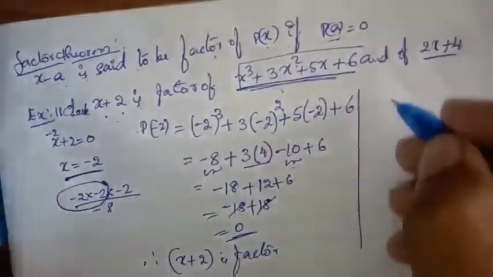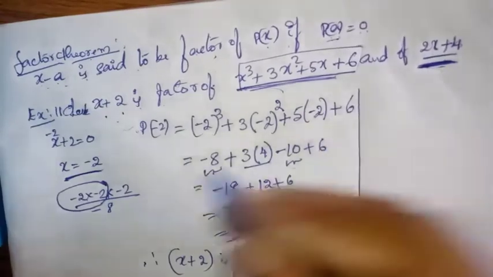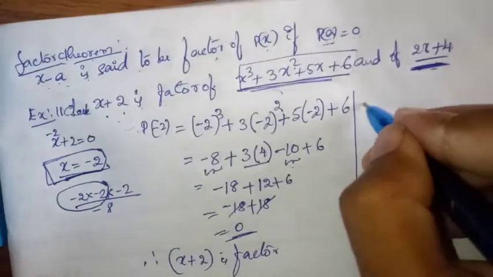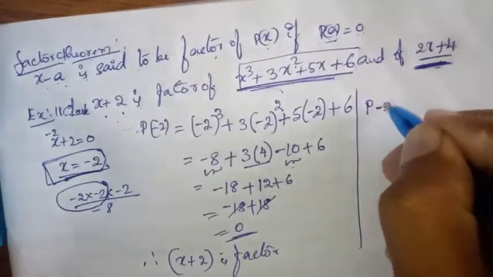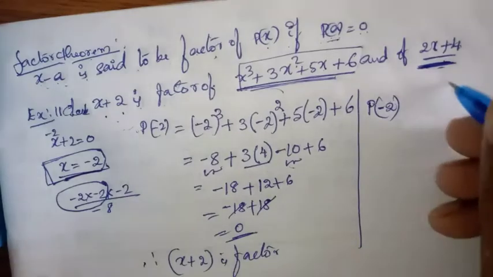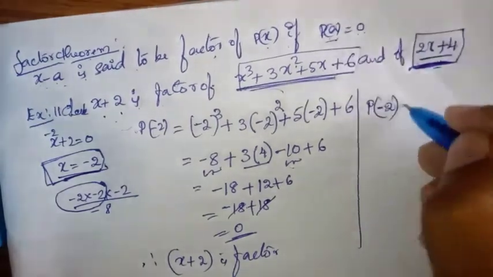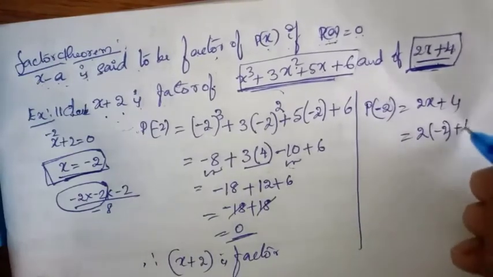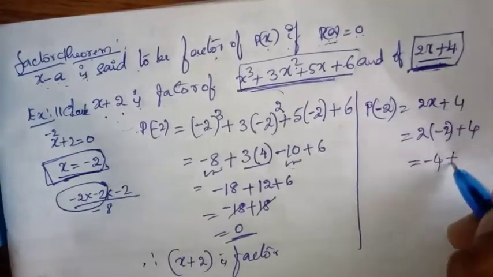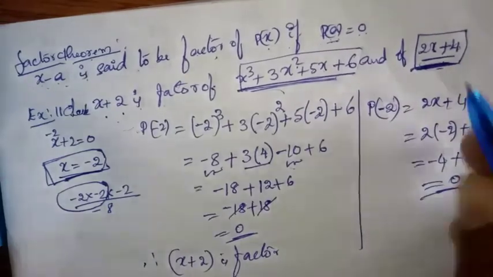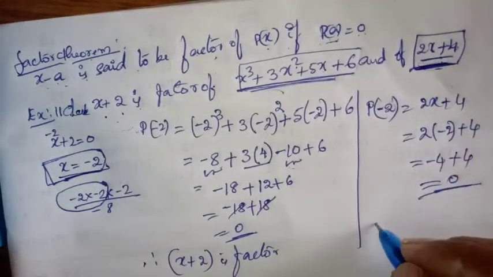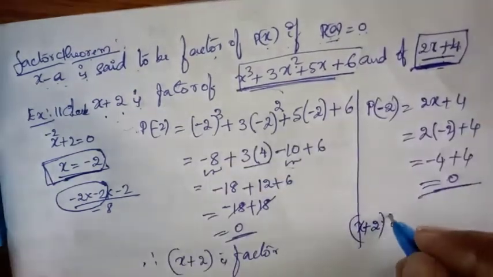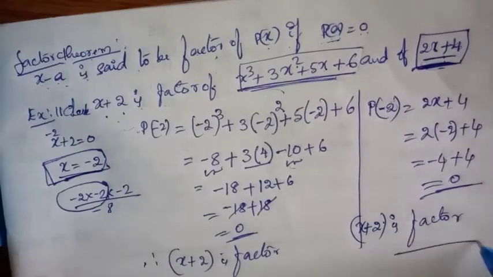In the same way we have to check this one. Already we got x is equal to minus 2. So we have to find the value of the polynomial. Now the polynomial is 2x plus 4. Just substitute 2 into minus 2 plus 4. Simplify, that's minus 4 plus 4 is equal to 0. So for this also, x plus 2 is a factor. Yes or no? Okay.